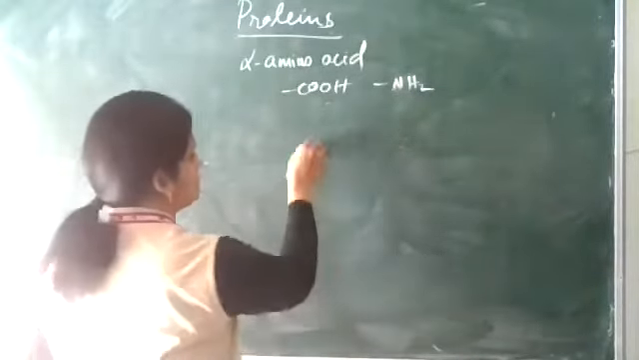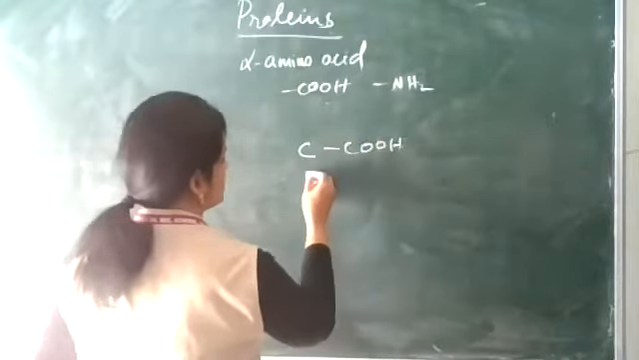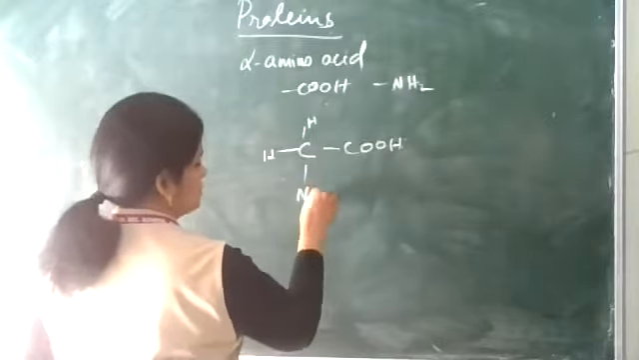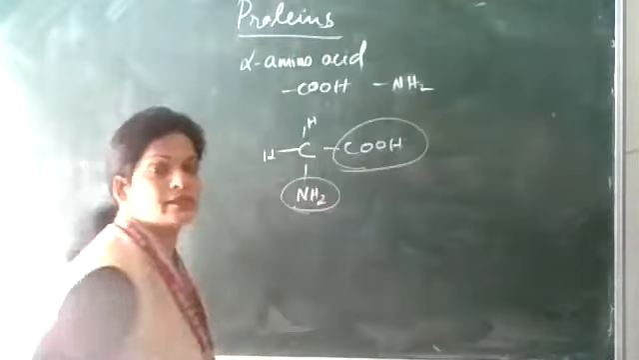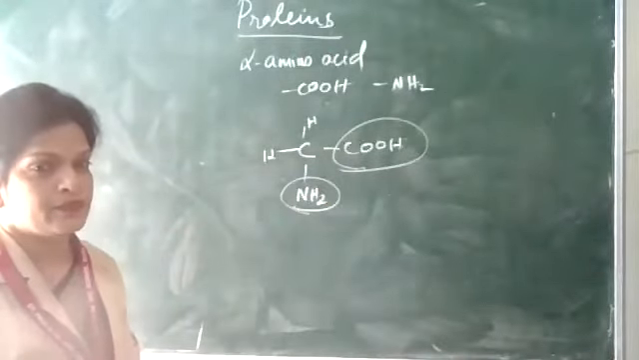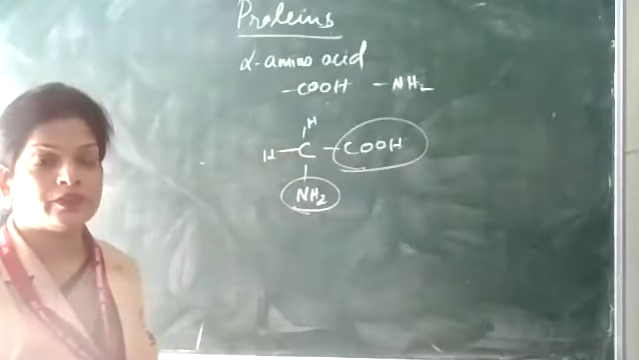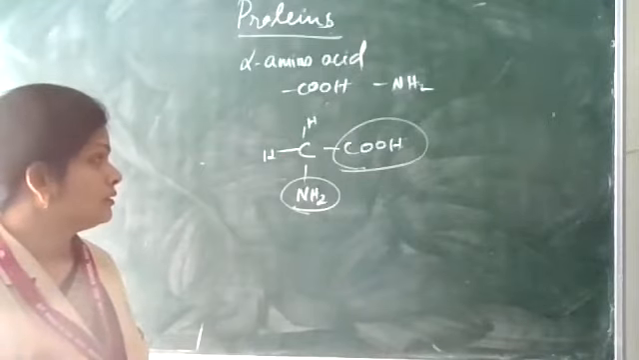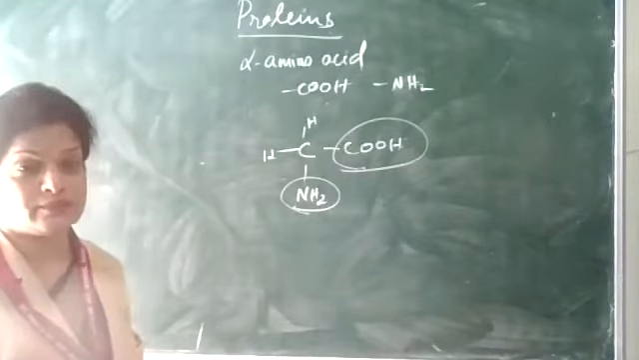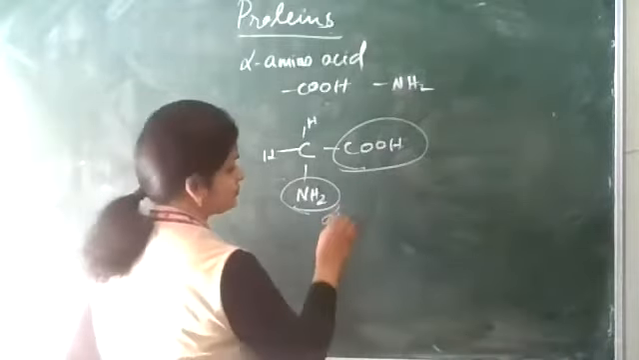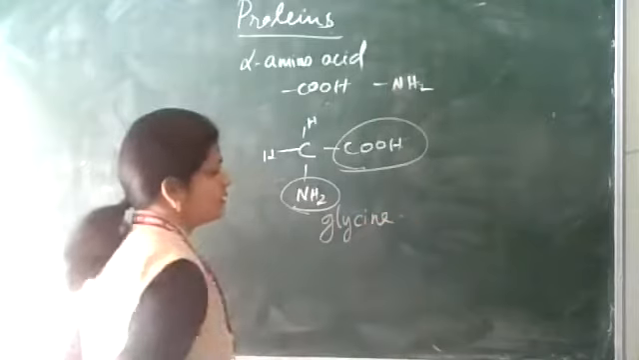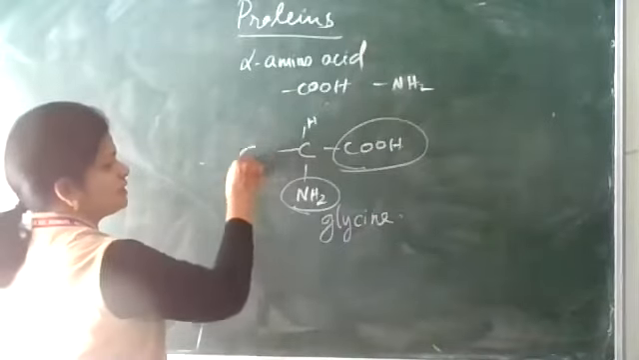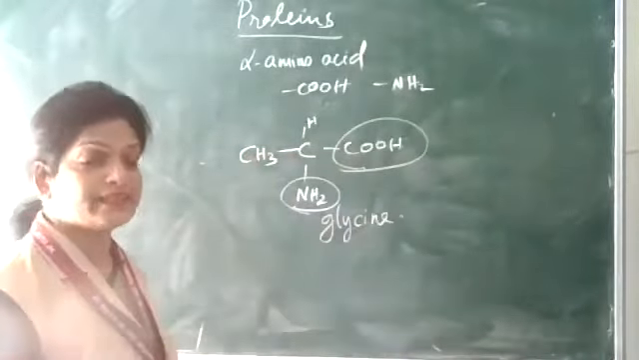The smallest one has one carbon, for example COOH and H, then NH2. This is an amino acid. Is this carbon optically active? No, because it contains two similar groups, two hydrogens. There are 20 amino acids. One is this, called glycine. For the next amino acid, I replace one H by a CH3. Then we call it alanine.